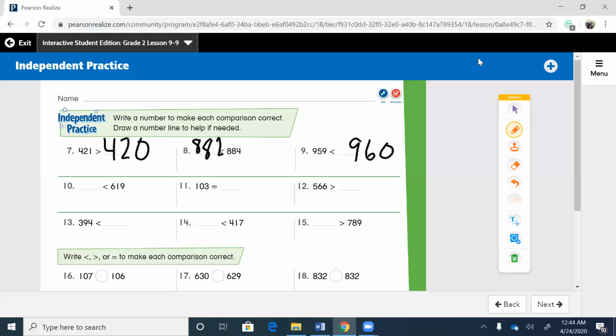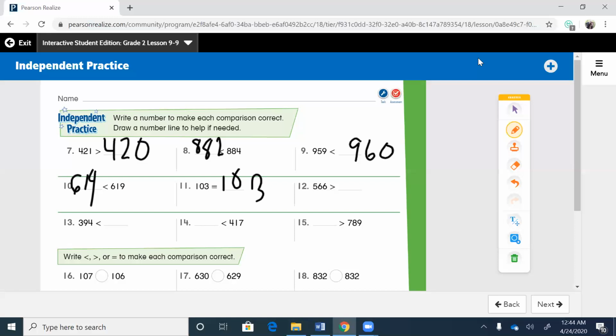Number 10, first step, look at the symbol. I see that the alligator is eating 619, so we need to find a number smaller than 619. I'm going to put 614. And that reads 614 is less than 619. Number 11, 103. I see the equal sign, so we simply write the number again. They're exactly the same.